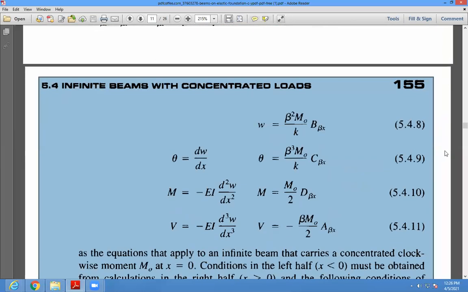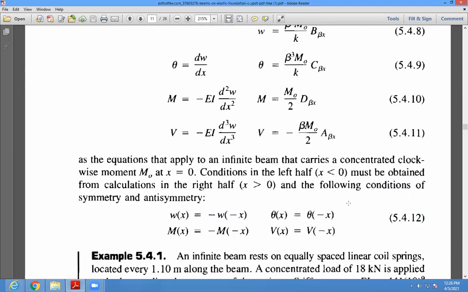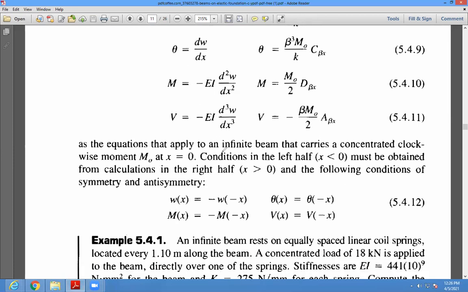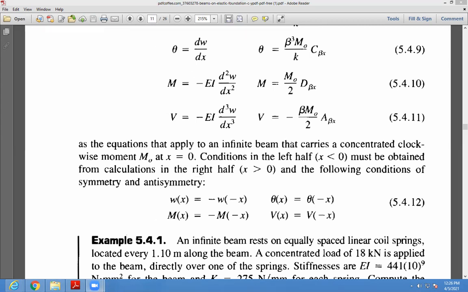We get the equation of W as beta square M naught by k, B beta x. Then taking one derivative with respect to x, theta is beta cube M naught by k, C beta x. Then taking the double derivative of W, we get the moment M naught, and the triple derivative gives shear. As this equation is applied for an infinite beam carrying a concentrated clockwise moment at x equal to 0, the left side portion and right side portion follow by putting in the values. So this is the case for the infinite beam with concentrated moment.